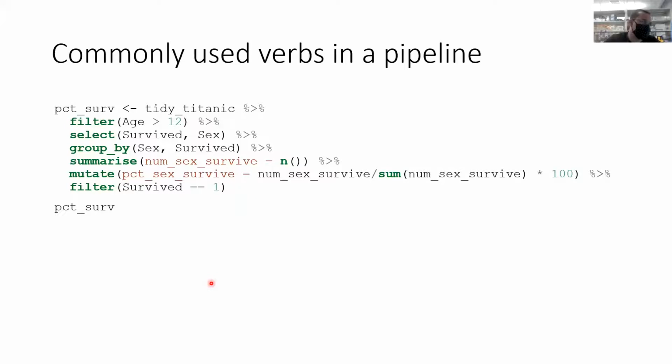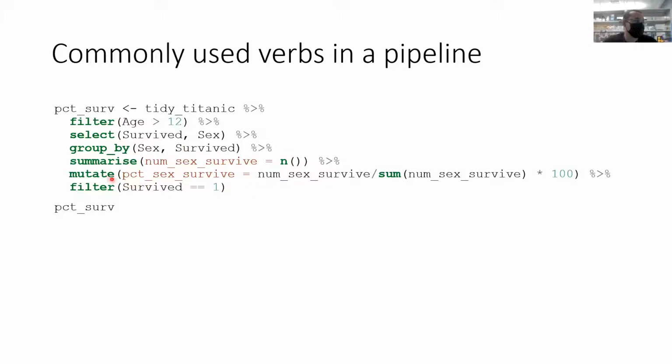So some commonly used verbs. Remember that verbs are the name that we give functions when they're in a tidyverse pipeline. There's filter, where we filter rows. There's select, where we filter columns. There's group by, where we group the rows by the value of a certain variable. We can summarize, which with the British or American spelling, where we summarize a group, a piece of data in some way. Here, the n function just counts numbers of rows. So if we group here by sex and survived, this will count the numbers of each sex survived combination.